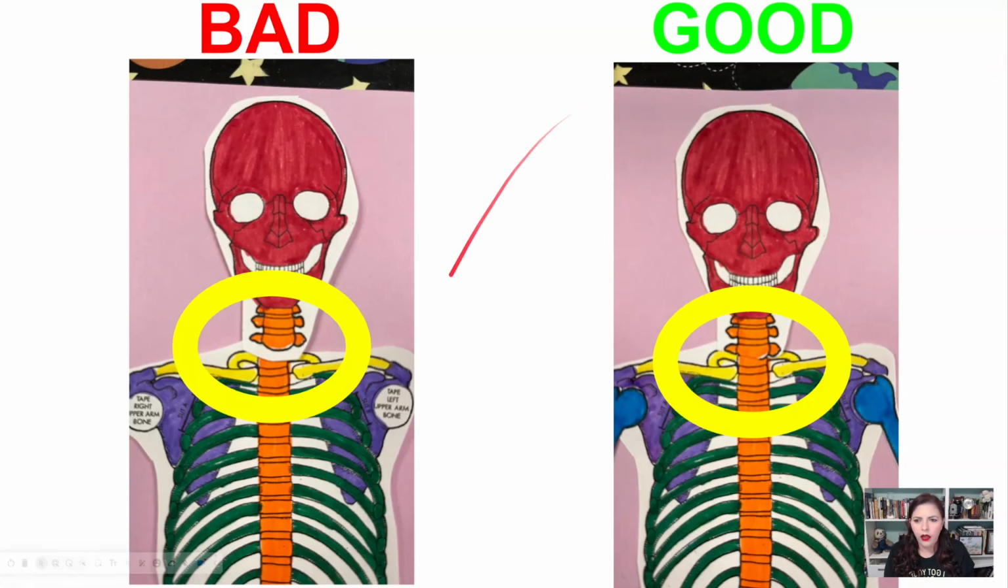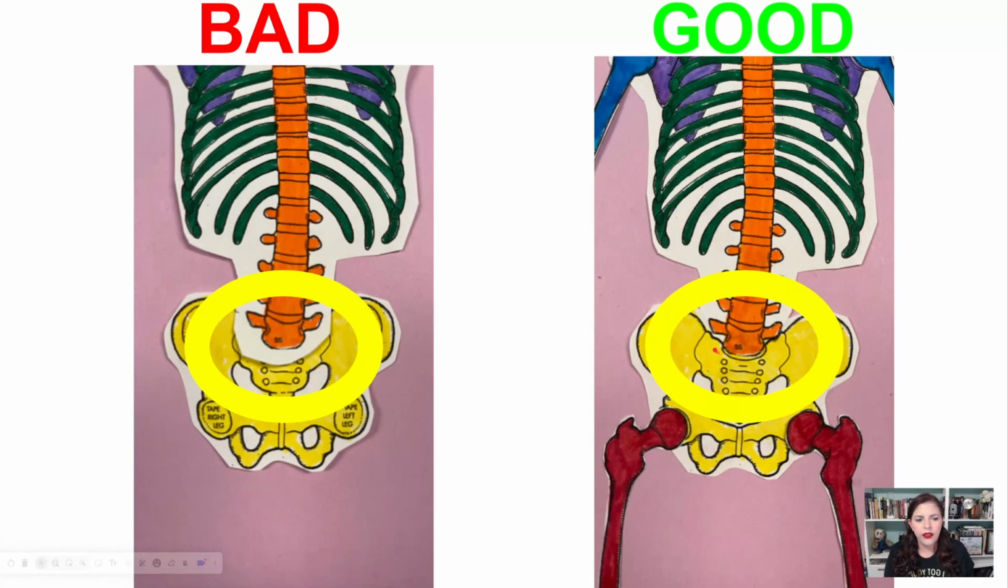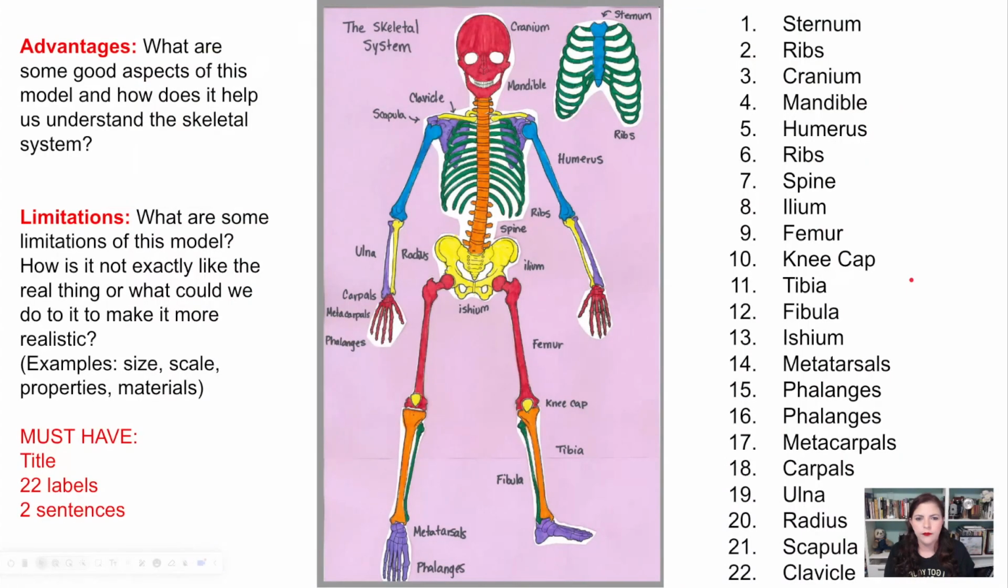Here's the example of where you do have to do a good job cutting it out, right? Wherever the pieces overlap, make sure that you cut out along these lines here so that when they overlap, you can't see any white. Same thing here, right? Where the backbone meets the pelvis, you're going to have to do a good job cutting that out so that it can overlap. And here's everything that your model needs to have, right?